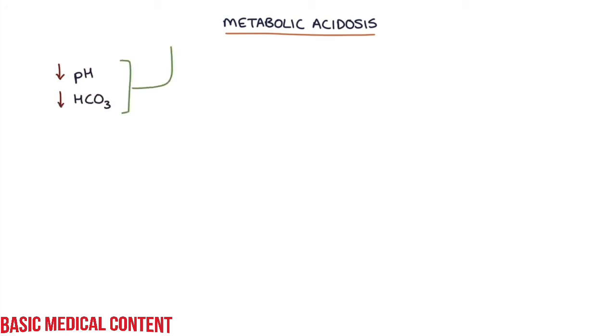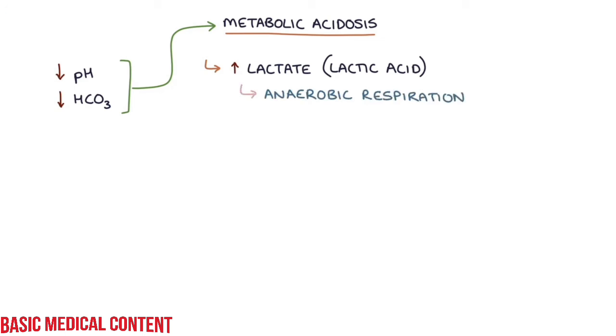Next, let's talk about metabolic acidosis. In a metabolic acidosis, there is a low pH and a low bicarbonate. The causes of a metabolic acidosis include a raised lactate, or lactic acid. Remember that lactic acid or lactate is released during anaerobic respiration, indicating tissue hypoxia.